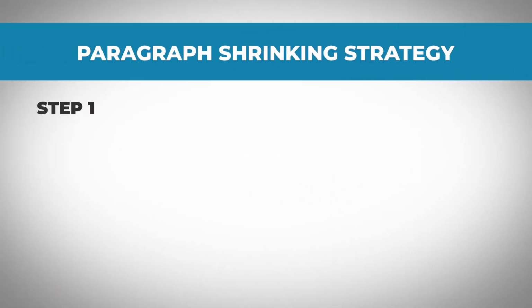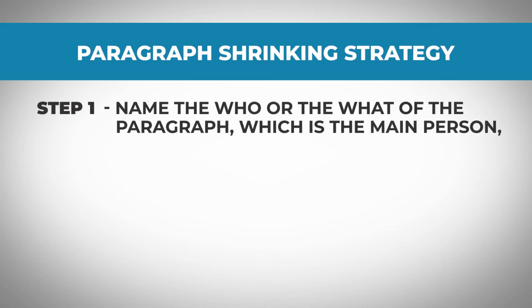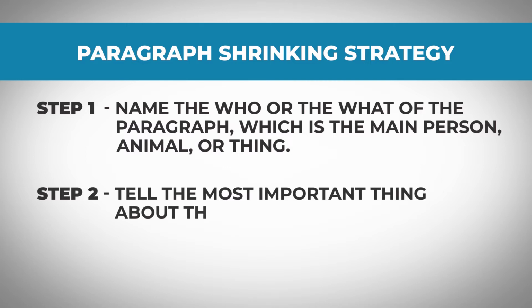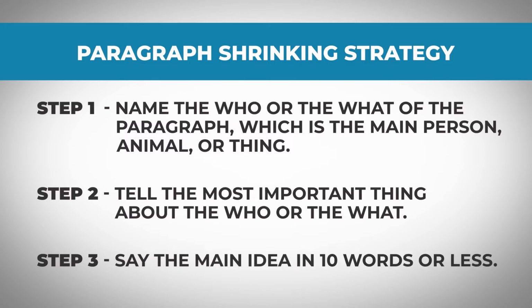The strategy we'll be using is the paragraph shrinking strategy from the PALS program to get the gist of each paragraph. It has 3 steps. Name the who or the what of the paragraph, which is the main person, animal, or thing. Tell the most important thing about the who or the what. Say the main idea in 10 words or less.